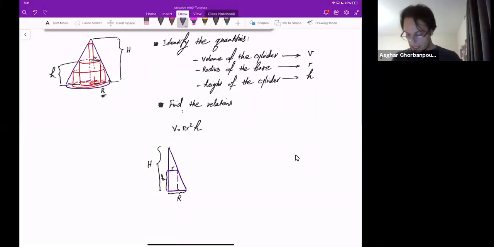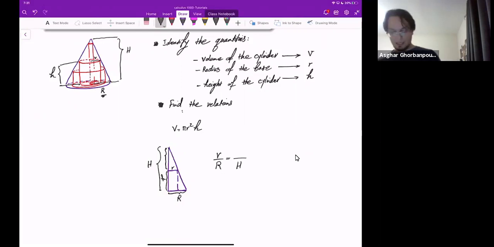In other words, the base of the smaller triangle over the base of the larger triangle must be equal to the height of the smaller triangle over the height of the bigger triangle. The height of the bigger triangle is capital H. But what is the height of the small triangle? Well, the whole thing is H, I throw out lowercase h, and what remains up there is capital H minus lowercase h.